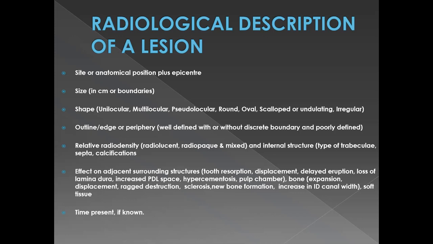Then what we are interested in hearing from you guys is what is the effect of this pathology on the surrounding structures? Okay, so if some teeth are involved, then please do comment on whether you see tooth resorption, or are these teeth displaced? Are these teeth impacted? Is there a loss of the lamina dura? Is there increased periodontal ligament space? Do you see any hypercementosis?